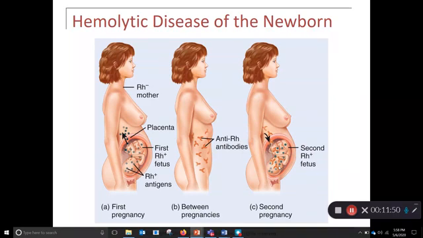In order to avoid it, we have developed the stuff to avoid it. We give a RhoGAM shot to mama. RhoGAM thus prevents the development of these Rh antibodies. So that way, if mama has another baby that has Rh positive, those antibodies aren't there to attack it.